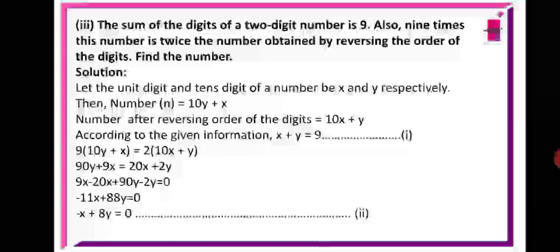Now, according to the given information, the sum of the digits, x plus y, will be 9. And 9 times the original number will be 2 times the reversed number. That is 9 into (10y plus x) equal to 2 into (10x plus y). After simplifying the second equation, you will get minus x plus 8y equal to 0 and x plus y equal to 9. If you solve this, you will get the number as 18. Now 18, if you reverse, is 81. 9 times 18 will be equal to 2 times 81.